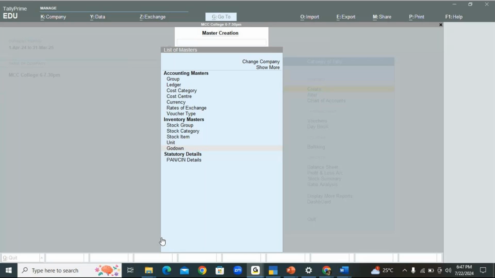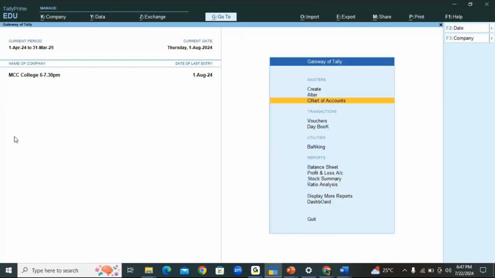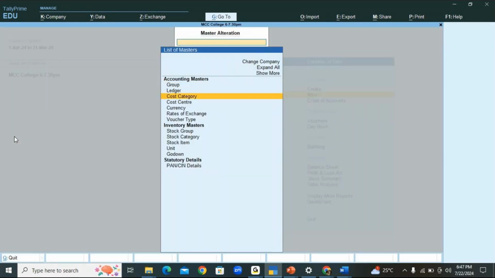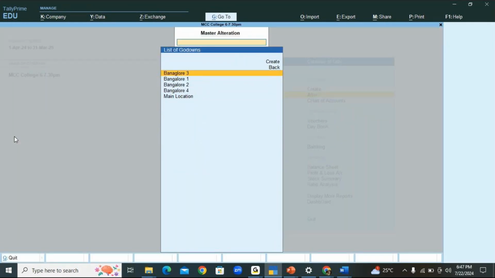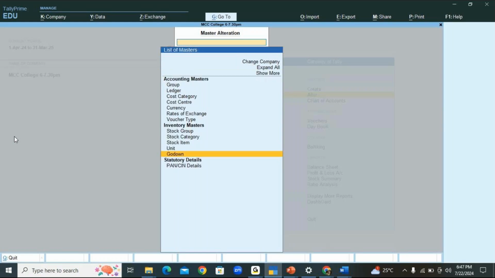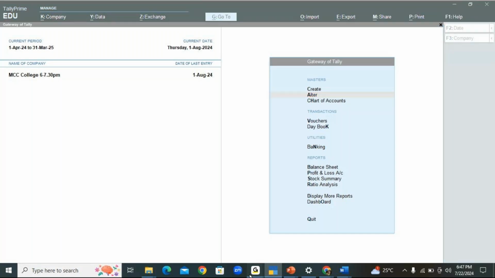Ma'am, how do we check the godowns we created? Same way, you go to Alter. There is one showing. Same way you have godowns here. Check all. Thank you, ma'am.